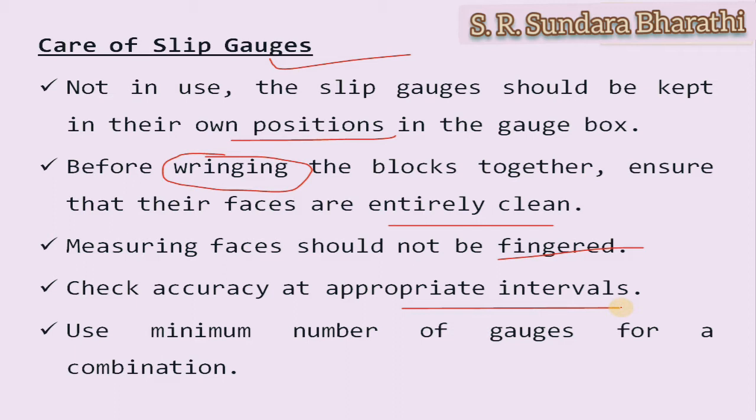Calibration and angular measurement are preferred. This is a known, standard value, standard dimensions, because we take the reference from the slip gauges. So we have to check the accuracy. Use the minimum number of gauges for combinations. If you add them one by one, choose the minimum number of combinations. Otherwise, sometimes they wear down or slip, and you do not get the expected measured value of the component.